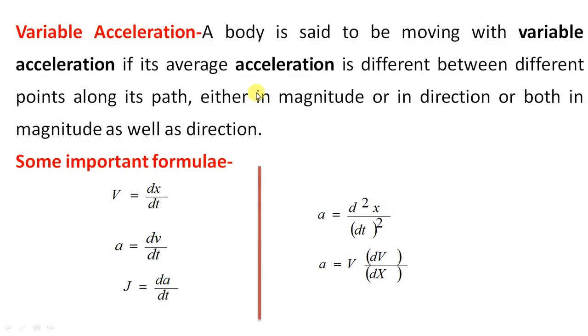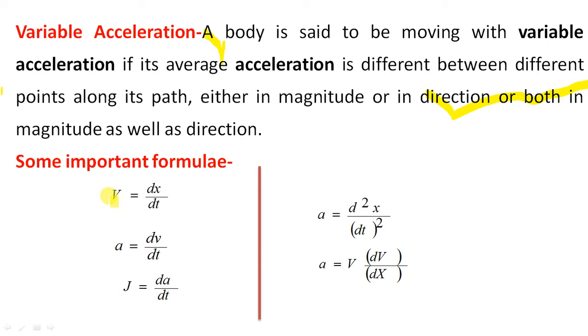Variable acceleration. A body is said to be moving with a variable acceleration if its average acceleration is different between different points along its path, either in magnitude or in direction, or both in magnitude and direction. Then we can call it a variable acceleration. That is, if the acceleration of the body changes from one point to another point, then we can call it a variable acceleration.